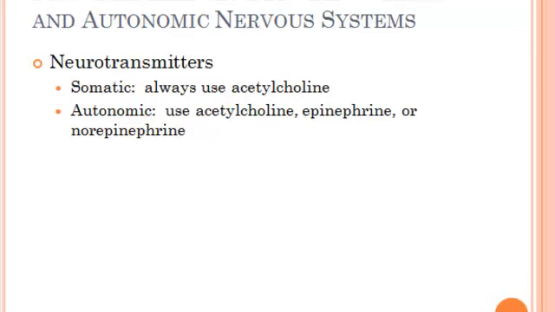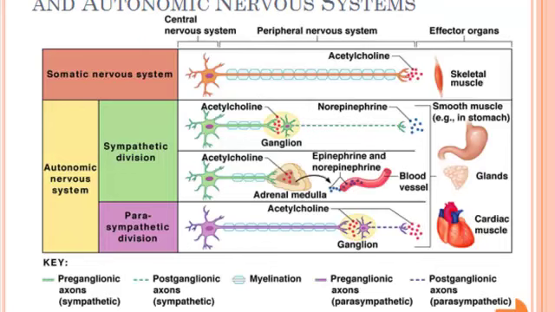Alright, so here's a little diagram from your book that shows some of the differences. It writes them out here. So here we have the somatic system. Here we have one neuron, and then we have the acetylcholine at the synapse, and it's going to skeletal muscle. Notice how it's all myelinated here.